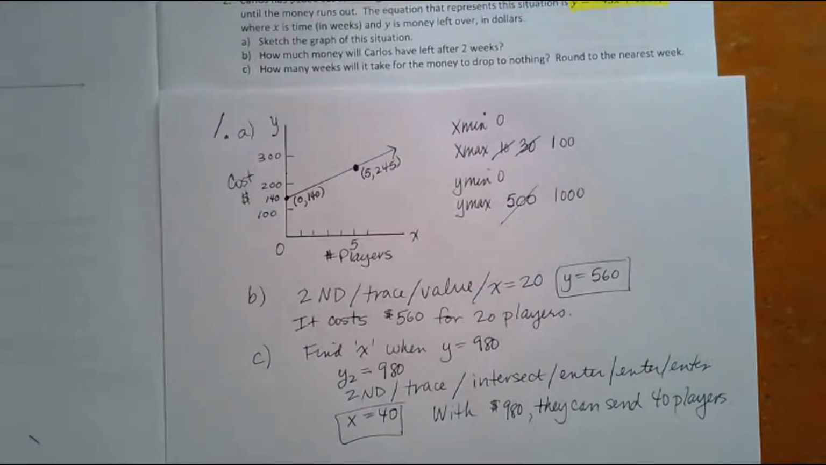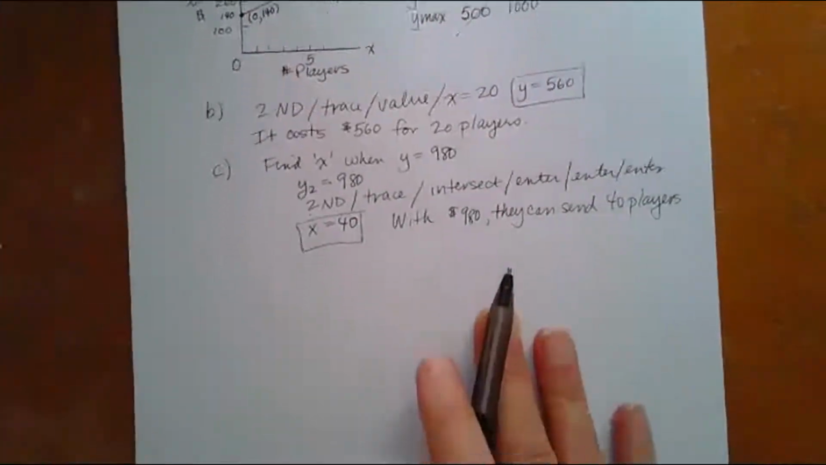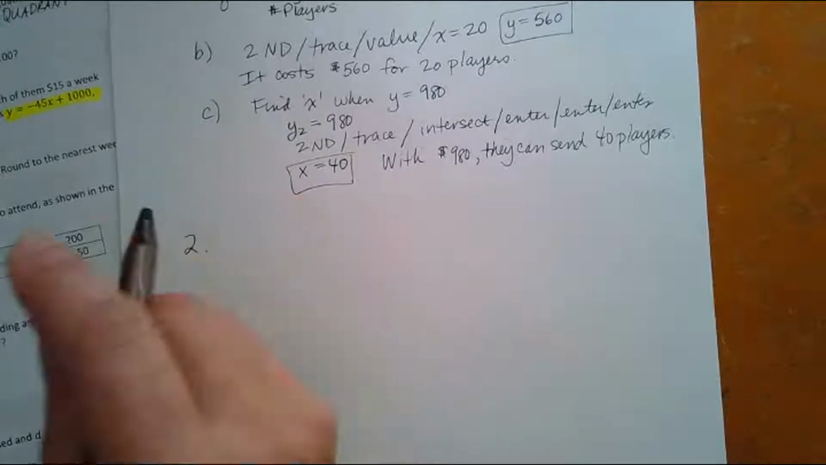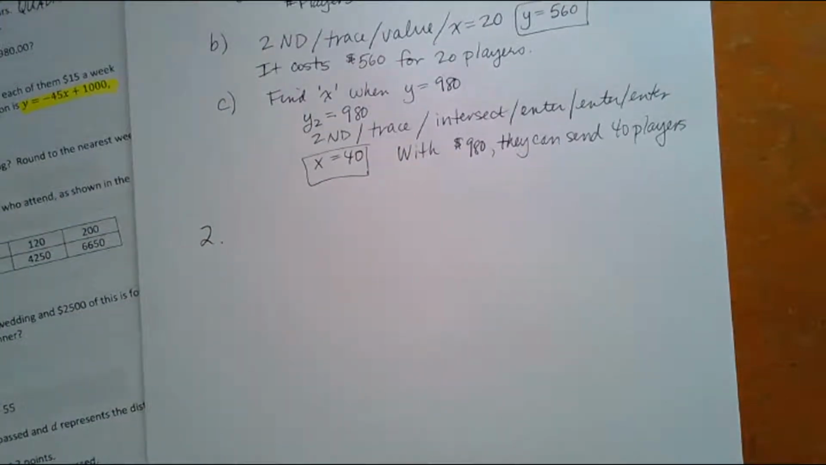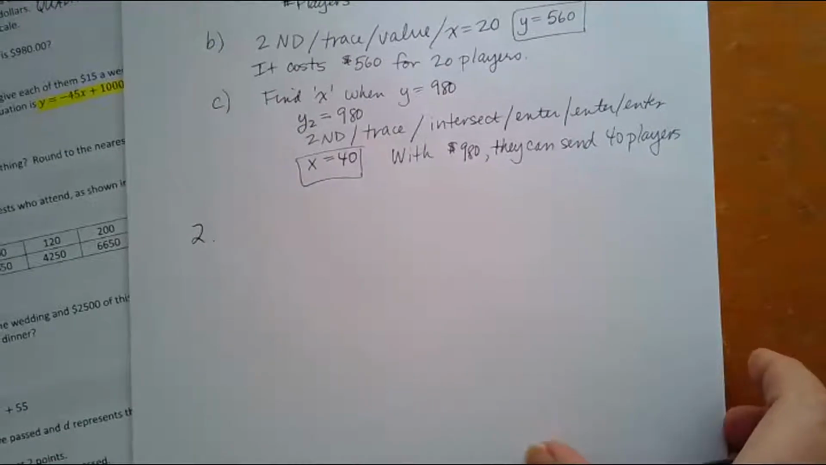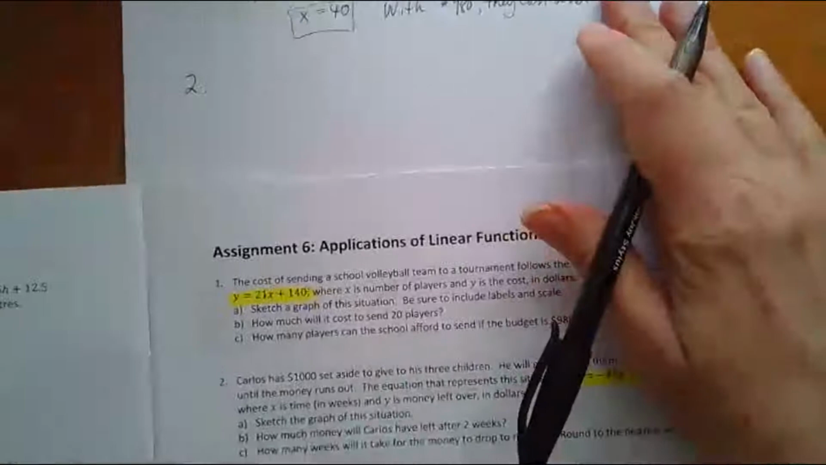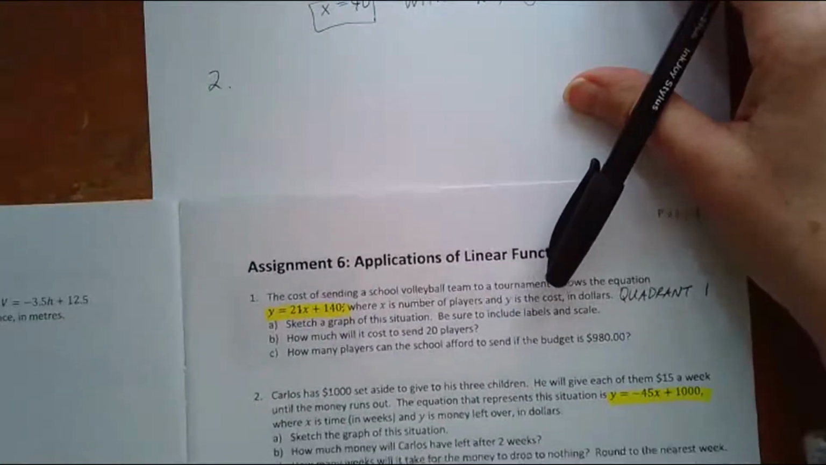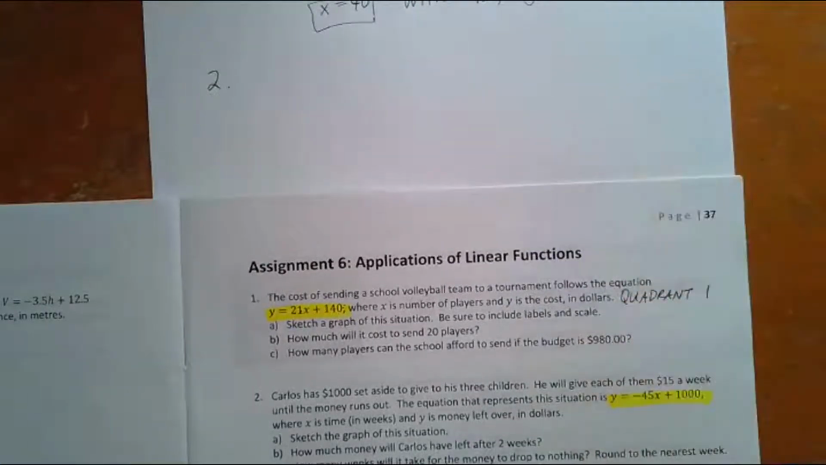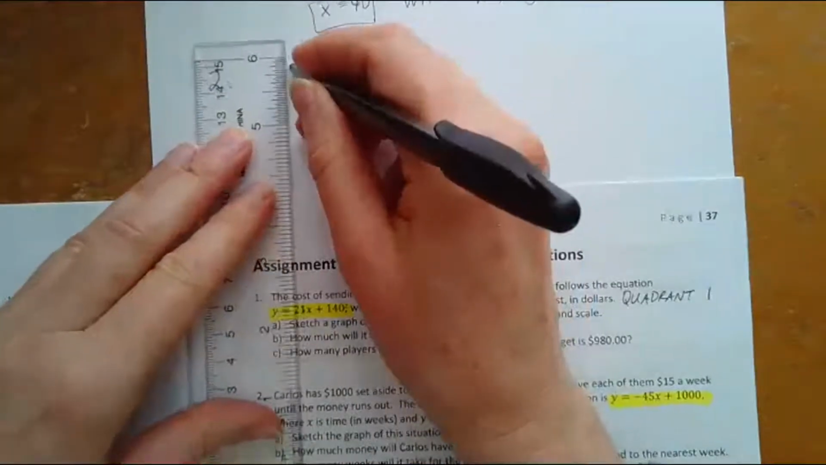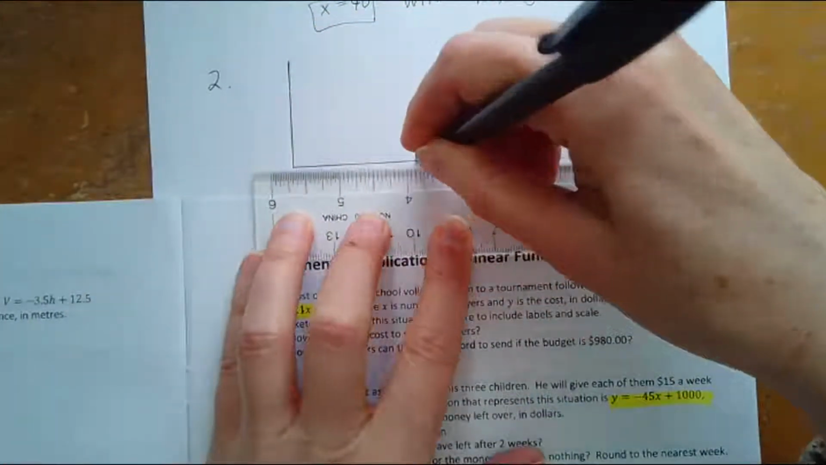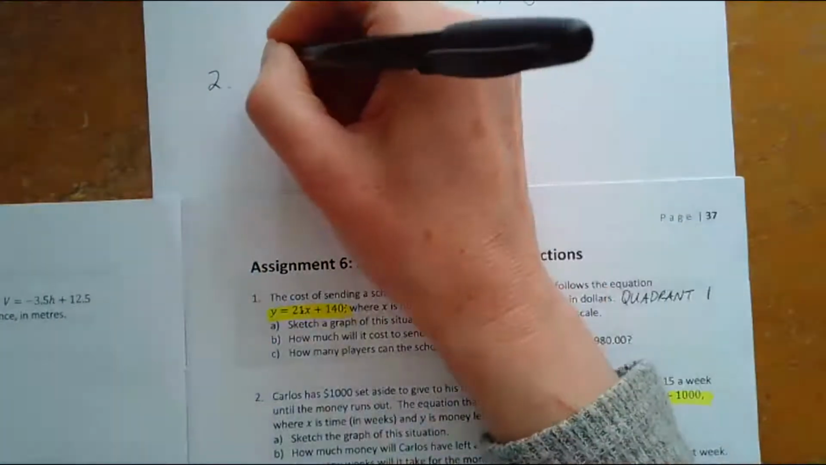All right, so I'm going to do the same things I did before. Graph number 2. Now this is again a quadrant 1 graph, I know, because we're talking about time and money. So once again, I just have to worry about quadrant 1 and you're just doing a sketch, right? And again, they're using X and Y, which is nice for us.